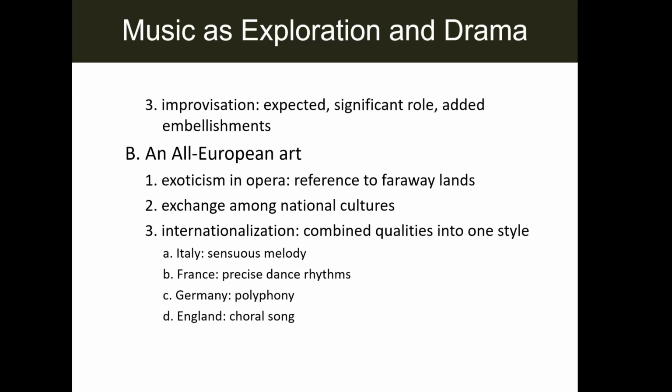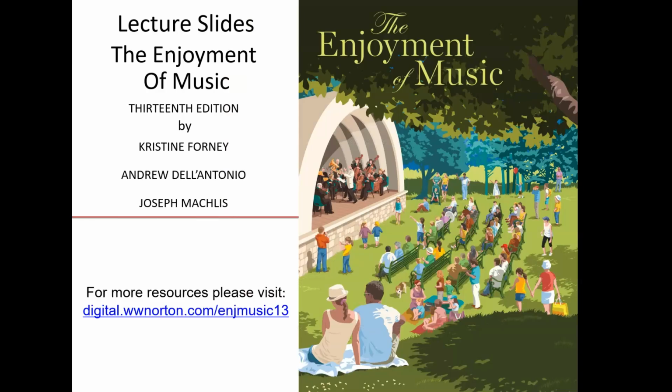There was a lot more exoticism interest in opera and in other art forms. And so they were able to travel more, be exposed to the national styles of different cultures. And so they started to really develop individual country styles, and that would blend and be pulled into different art forms from country to country. Italy's was known for more sensuous melodies. France was known more for its dance rhythms. Germany was still pretty heavy in polyphony, and England was known for its choral songs, and so they got to share a lot of their knowledge together.